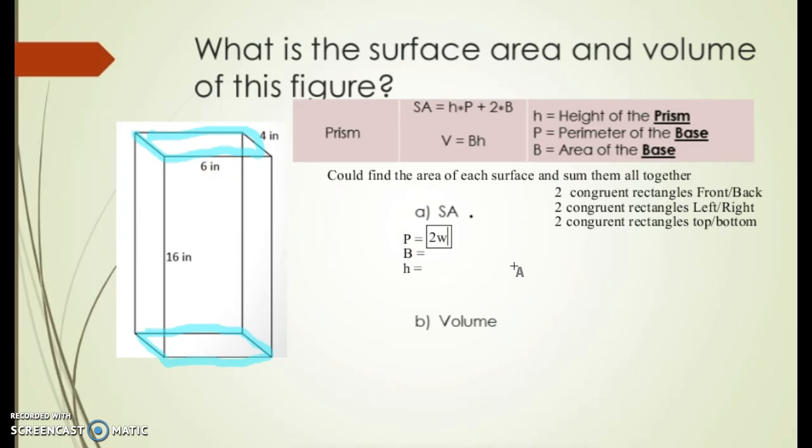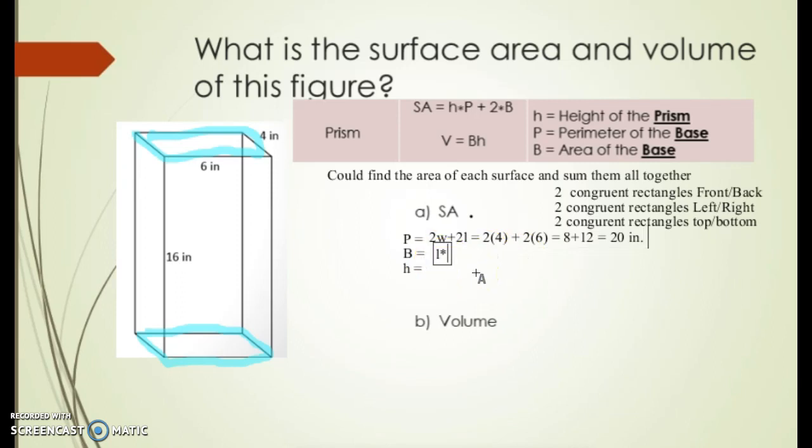So since I highlighted in blue my base, the perimeter of that base, that is a rectangle. So that's 2W plus 2L, which means you're basically adding all the sides. It's the distance around the edges. So in this case, we get 2 times 4 plus 2 times 6, which is 8 plus 12 equals 20. So our perimeter is 20 inches, and that's of the base rectangle.